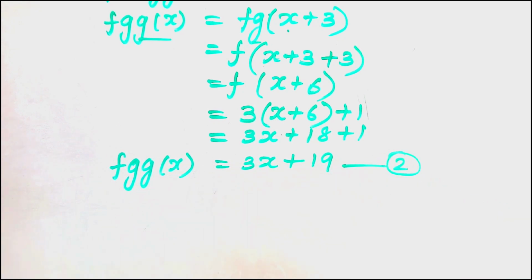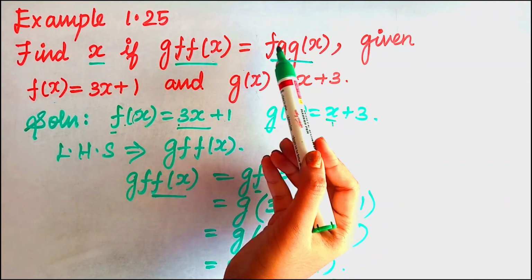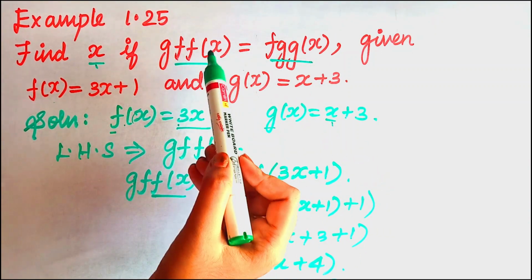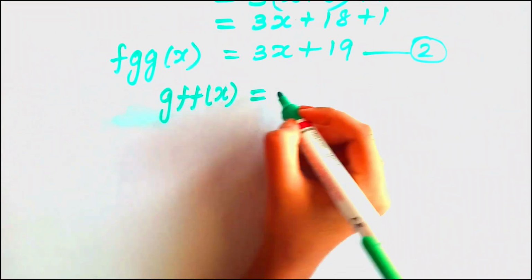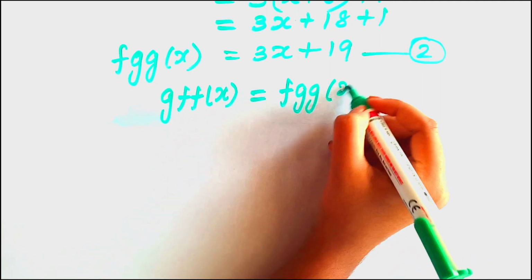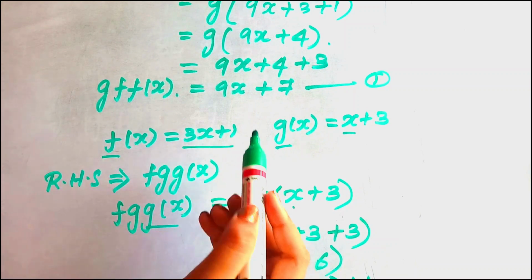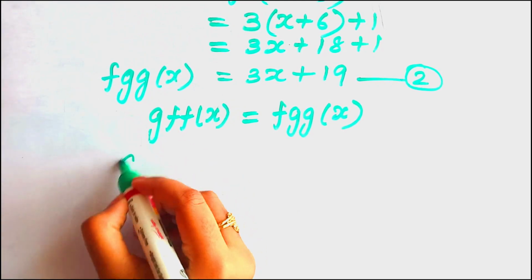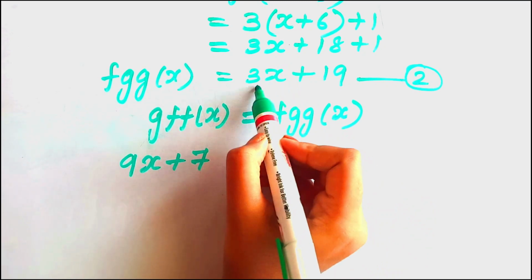Let's take this as equation 2. By our question, we have to equate both, that is f of x is equal to f g of x, so that you can find the value of x, right? So now we are going to equate equation 1 and equation 2. F of x is equal to f g of x. So the value of f of x is 9x plus 7. Let's substitute that here. So we'll get 9x plus 7, and the value of f g of x is 3x plus 19.